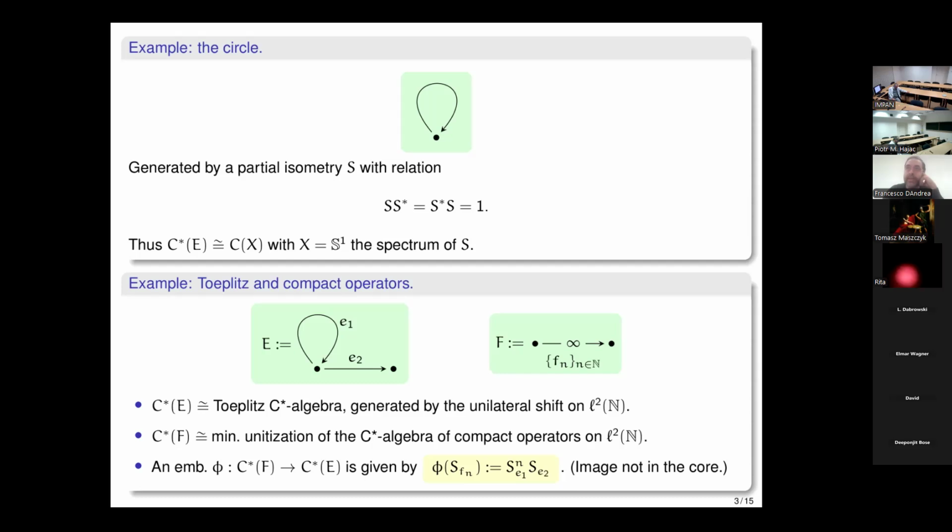This is not exactly what I'm interested in because, see, the image is not in the core. The elements in the image are not U1 invariant. So what I'm interested in is embeddings where the image is the core of the C star algebra of some graph E, and in particular I would like this embedding to be an isomorphism with the core. So why this?